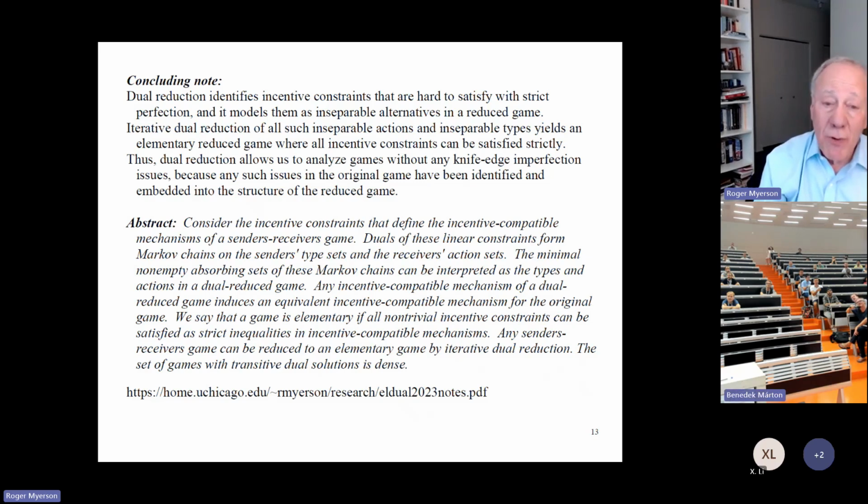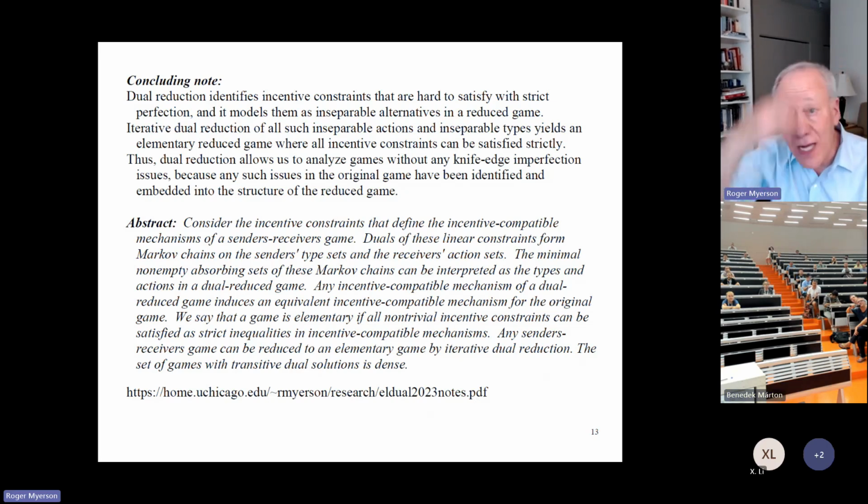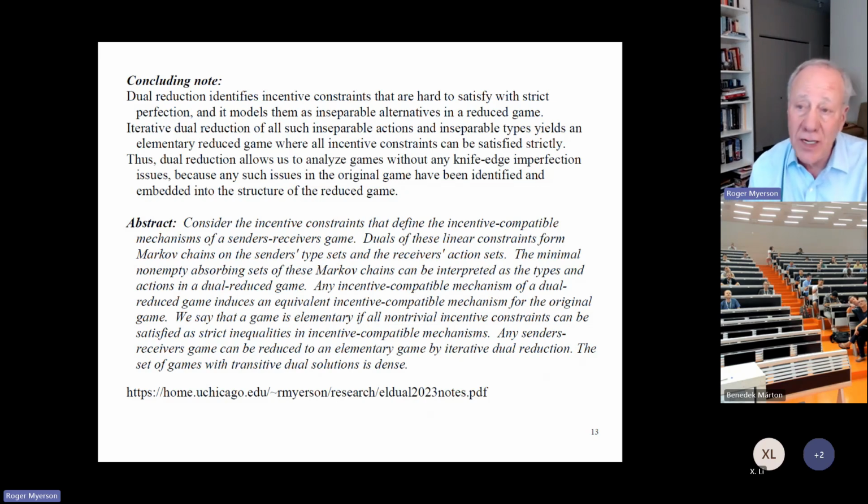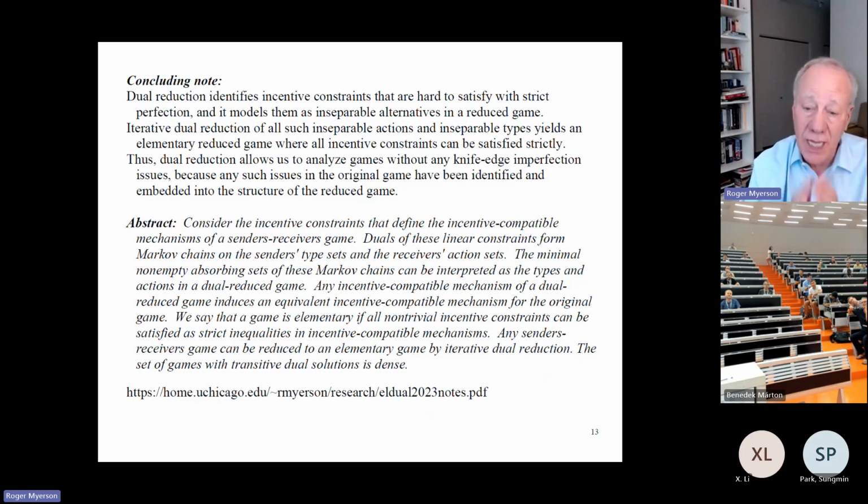This summarizes, most importantly, in the bottom of the slide, that's the URL where these notes are. Here's my abstract. I'll just simply say in conclusion, dual reduction identifies incentive constraints that are hard to satisfy with strict perfection. It models them as inseparable alternatives in a reduced game. Iterative dual reduction of all such inseparable actions and types yields an elementary reduced game in which all incentive constraints can be satisfied strictly. And thus, dual reduction allows us to analyze games without any of the knife edge imperfect equilibrium issues, because any such issues in the original game have been identified and have been embedded into the structure of the reduced game.